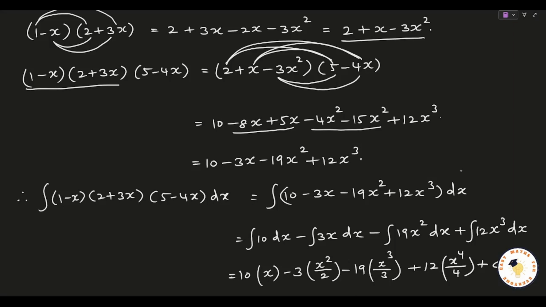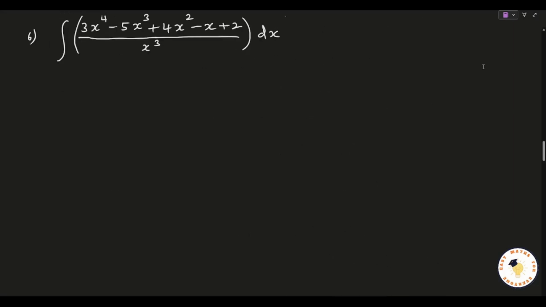Further reducing this, we get 10x minus 3x square by 2 minus 19x power 3 by 3 plus 4 and 12 can be cancelled, 3x power 4 plus c.